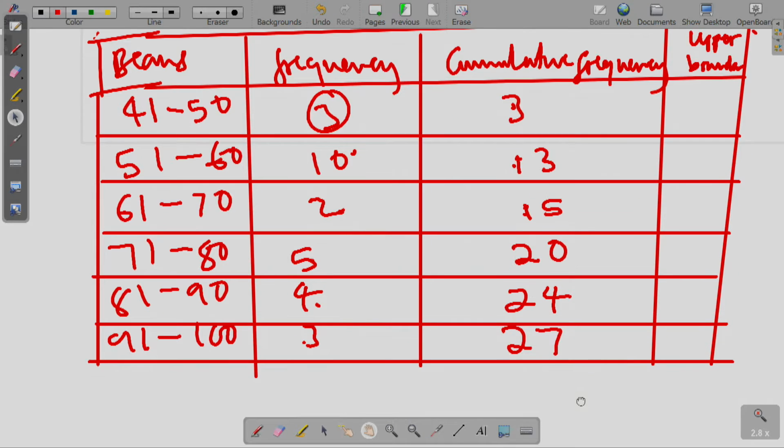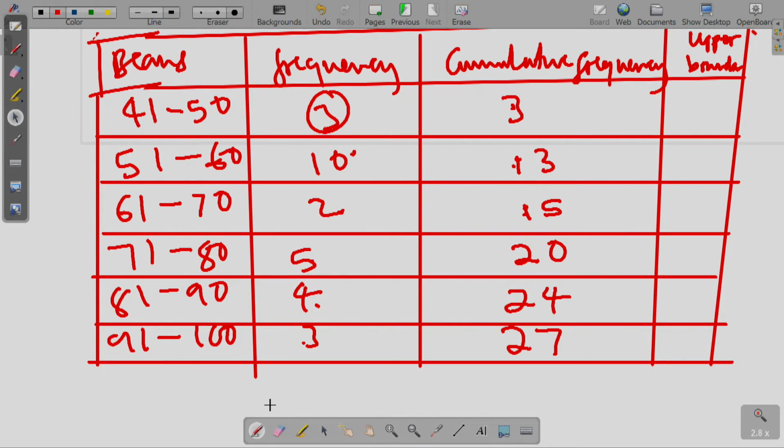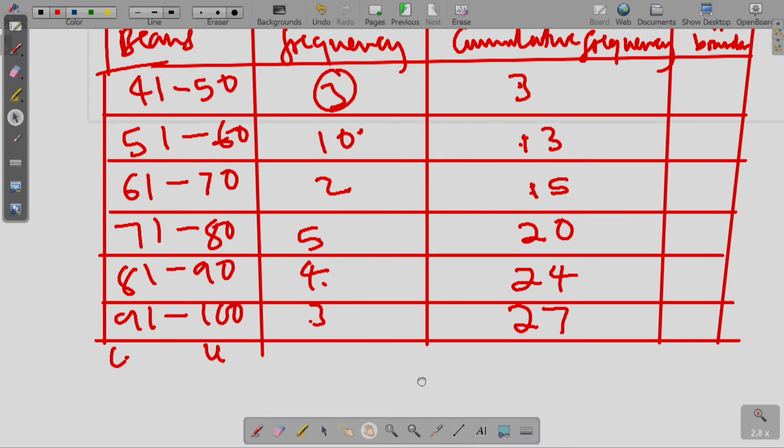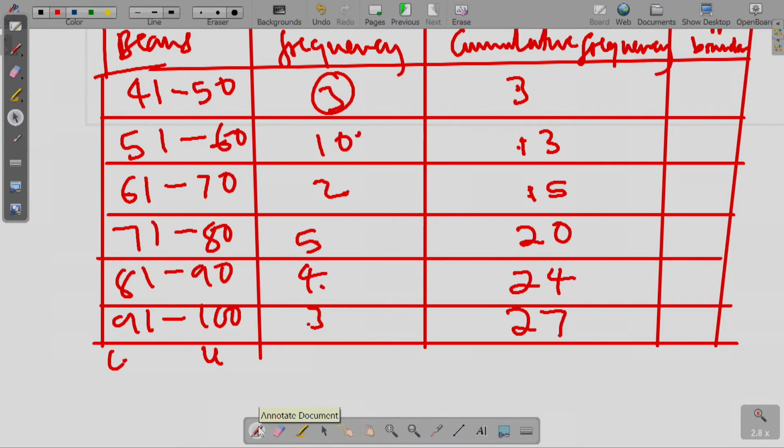And also we have upper boundary. These are lower limits, and this is upper limits. So we have to write the upper boundary. From this one, the upper boundary, we add 0.5, and if we want also the lower boundary, we minus by 0.5.